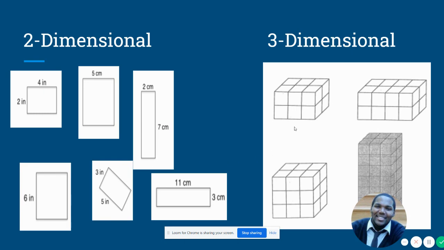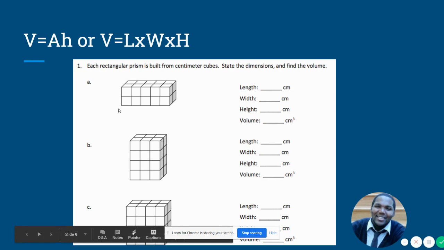Right. When we're talking about three-dimensional, we added a third dimension. What is that dimension? That's right, it's height. So you may remember our formula. Volume equals area times height, or volume equals length times width times height. Both of those are acceptable forms of the formula. And I want you to notice that I am showing you different renditions of this formula on purpose because you're going to see it in different ways.